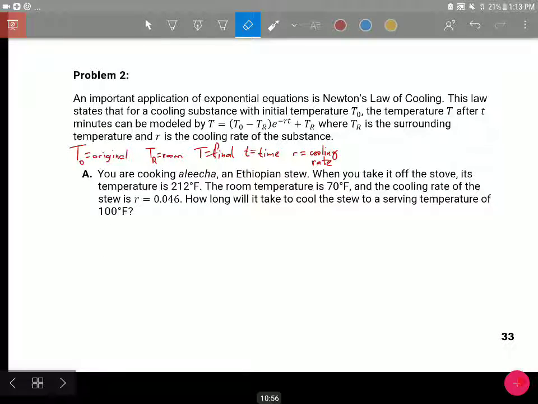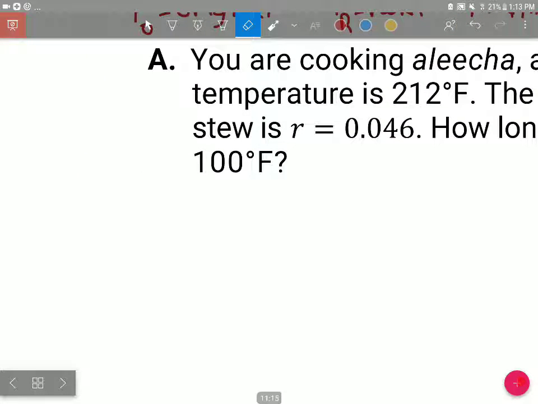So here we go. When you take the stew off the stove, its temperature is 212 degrees Fahrenheit. The room is 70 degrees, and the cooling rate of the stew is 0.046. How long will it take to cool the stew to a serving temperature of 100 degrees? Because nobody wants to eat boiling stew. So let's start writing things down.